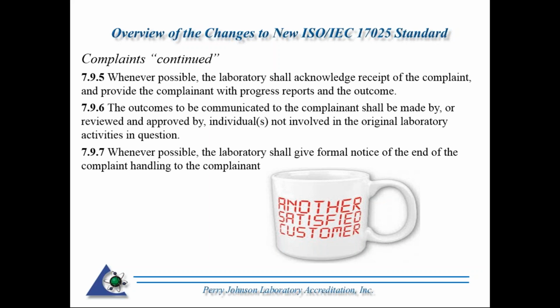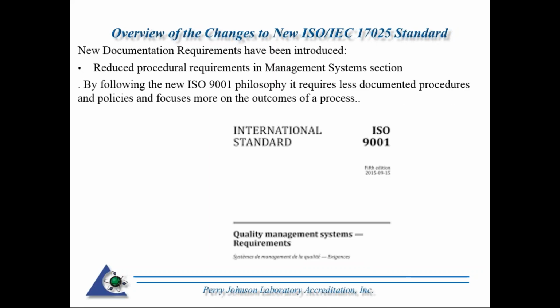Okay, so complaints are still there. As you can see, it's much more detailed now. After running through the process, it has to address all these elements that we just went over. So once again, new documentation requirements have been introduced. We have reduced procedural requirements in the management section. By following the new 9001 philosophy, it requires less documented procedures and policies and focuses more on the outcome of processes. 9001 is not new, it was just recently revised in 2015.